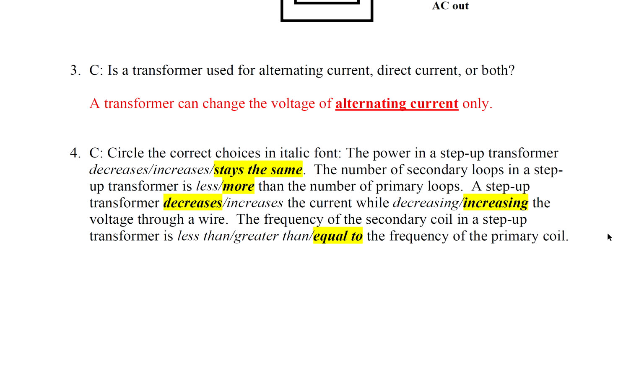Question 4. Circle the correct choices in italic fonts. The power in a step-up transformer stays the same. The number of secondary loops in a step-up transformer is more than the number of primary loops. A step-up transformer decreases the current while increasing the voltage through a wire. The frequency of the secondary coil in a step-up transformer is equal to the frequency of the primary coil.